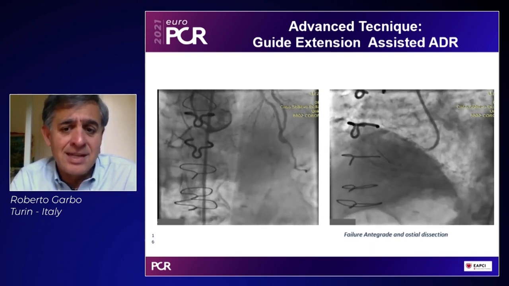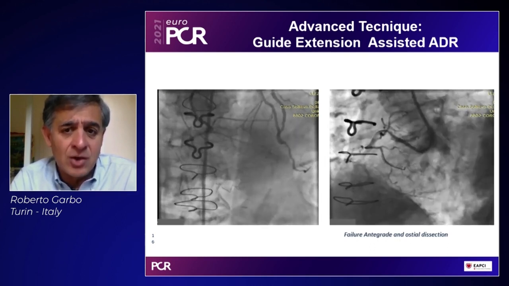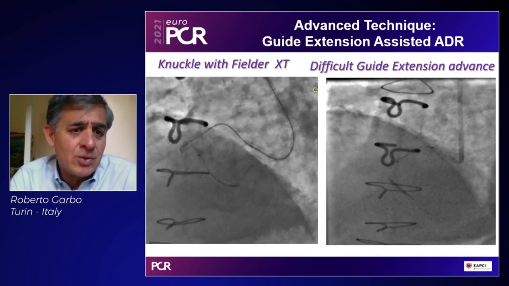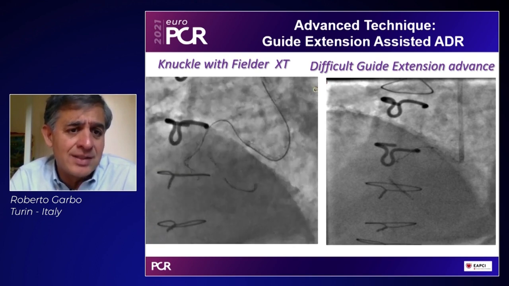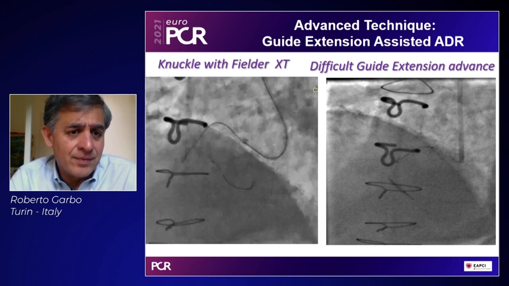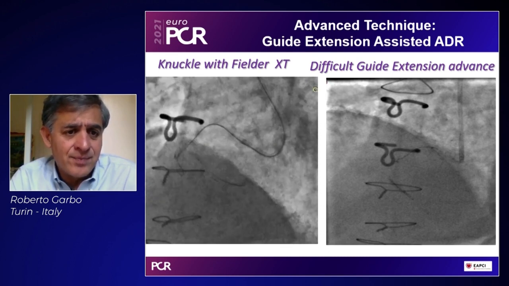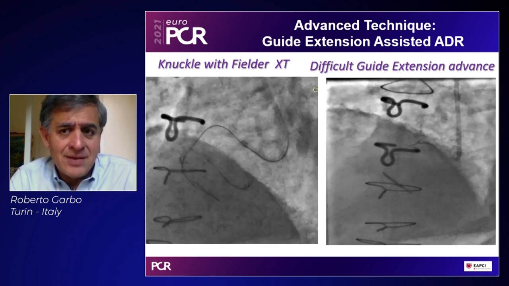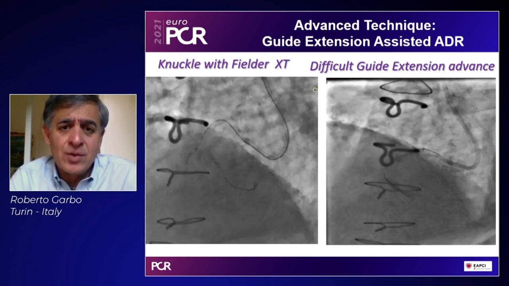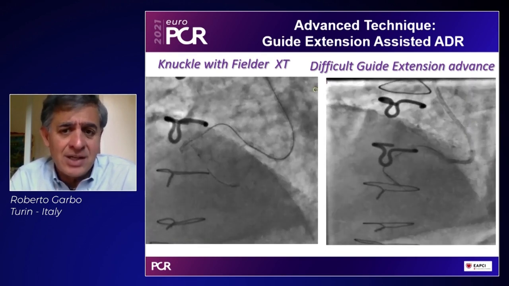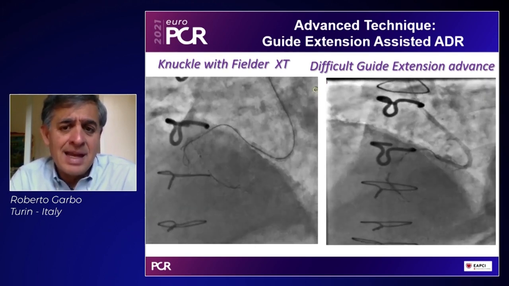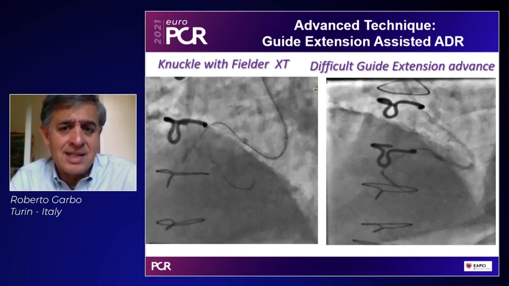You can see here a case with a failed anterograde ostial dissection of this complex right. And then, on the left, I needed to knuckle with a Fielder XT. You can see the knuckling in some seconds. After that, the advancement of the guide extension was really difficult because of the calcification of the vessel. Even with the anchoring balloon, I made a lot of effort to advance the guide extension.